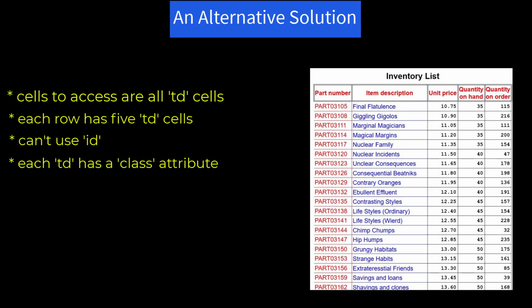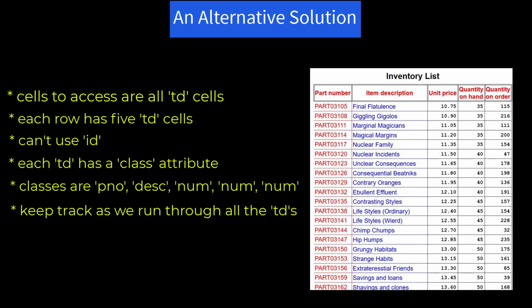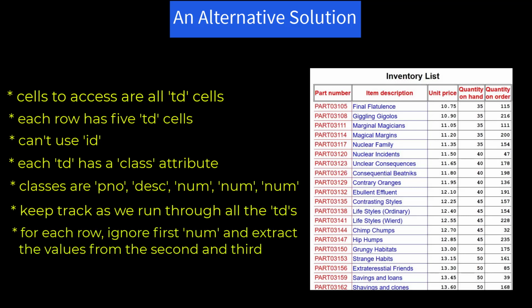But the cells in a row have class pno, desc, num, num, and num. How to distinguish amongst all the cells with class num? Well, we can keep track of them as we run through all the TD elements in the table. For each row, there will be 3 consecutive cells of class num. Ignore the first and extract the values from the second and third.